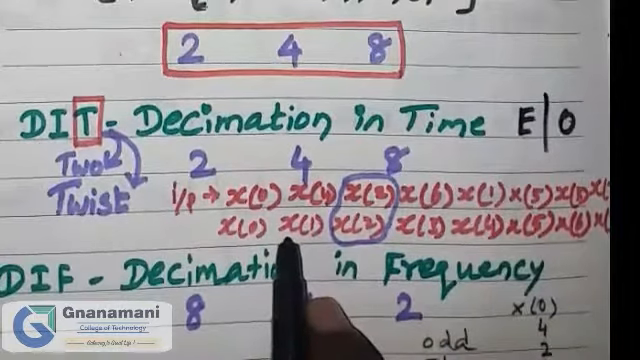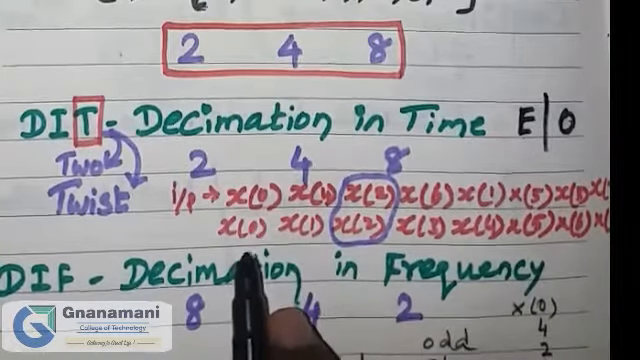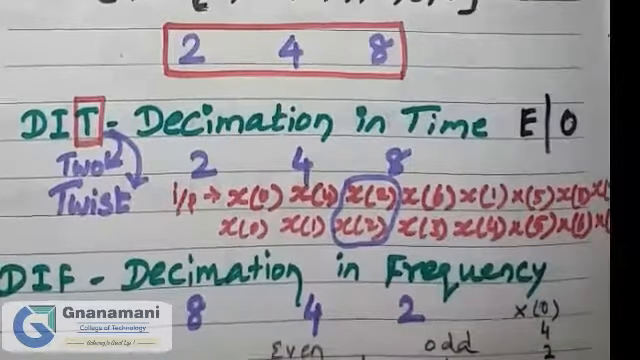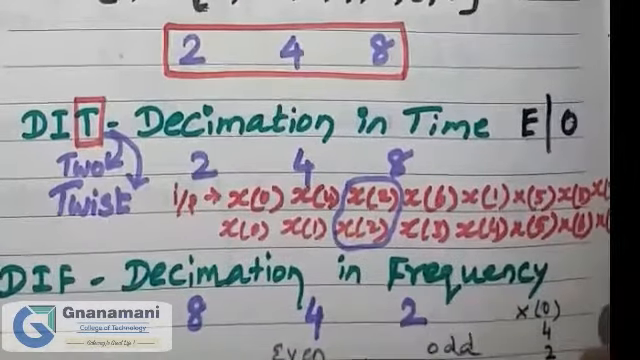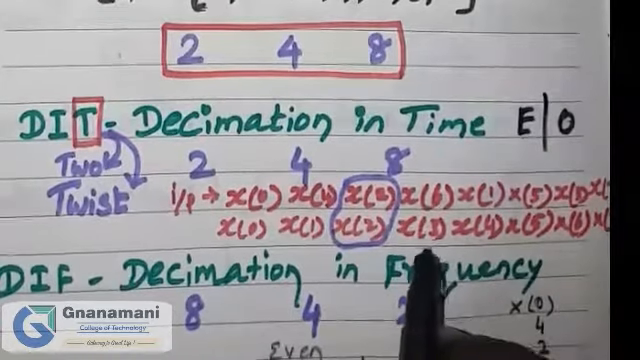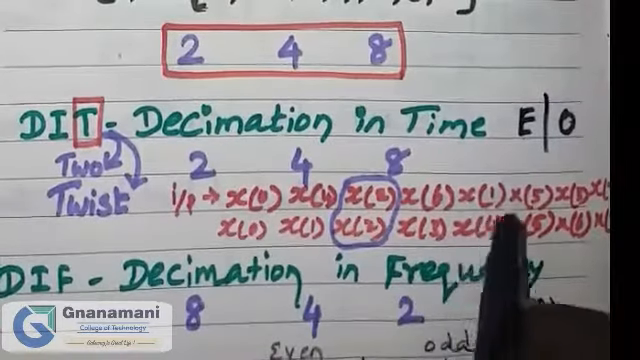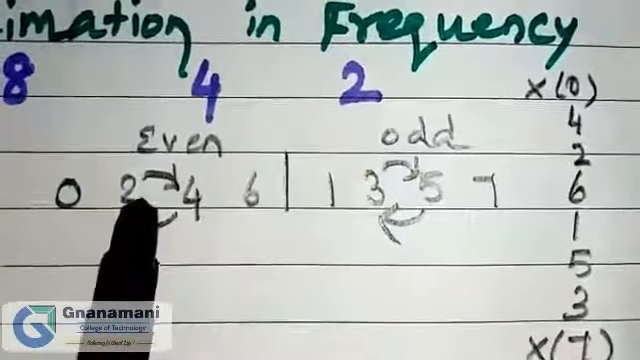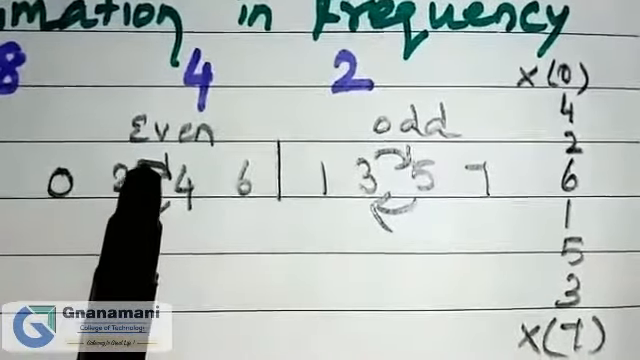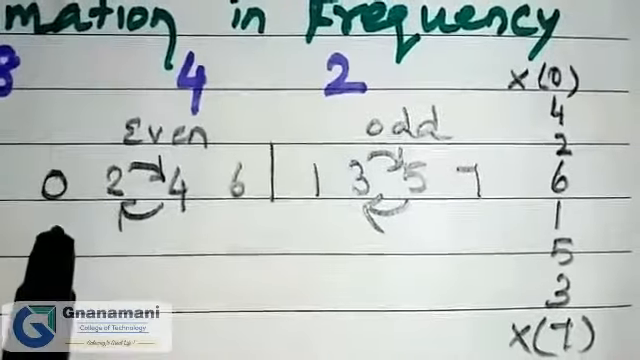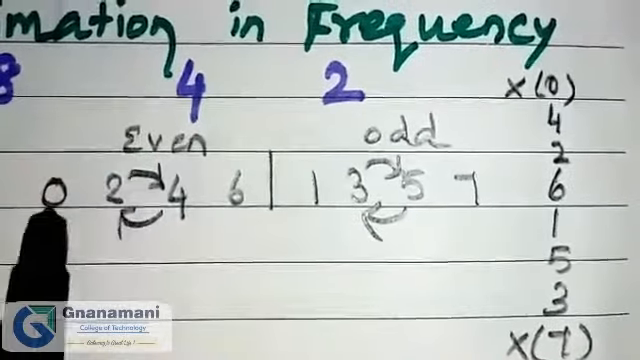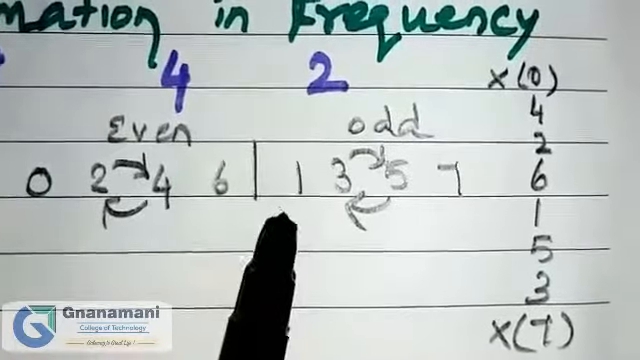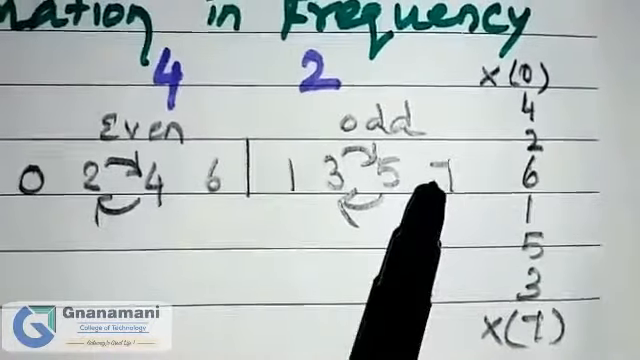In the even part, it starts from 0 and ends at 6: 0, 2, 4, 6. And in the odd part it starts from 1 and ends at x of 7: starting from x of 1, 3, 5, 7. Here, as mentioned earlier, we have divided the samples of the sequence into even part and odd part. The normal sequence of the even part will be 0, 2, 4, 6, and for the odd part it should be 1, 3, 5, 7.